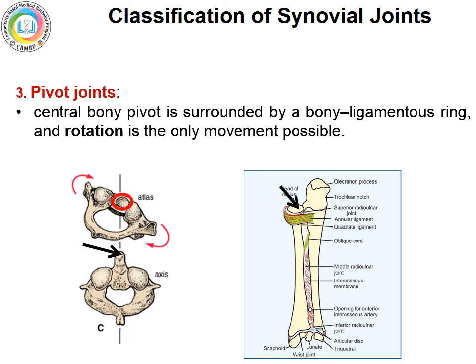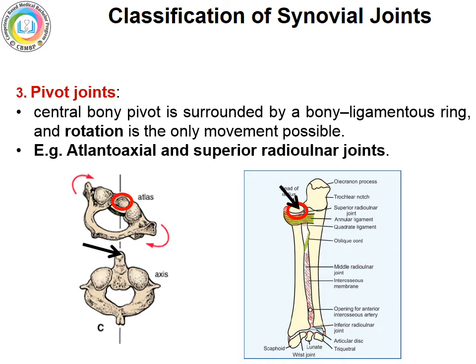Also here, the head of radius is a bony pivot, and here is a bony ligamentous ring with ulna. These allow only rotation. The only movement is rotation. Here are the examples: atlantoaxial between atlas and axis, first and second cervical vertebrae, and superior radioulnar joint.